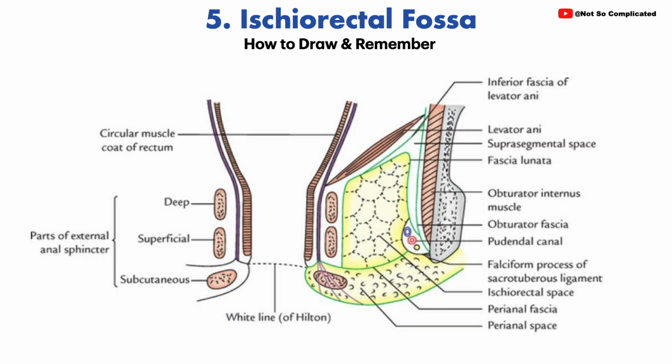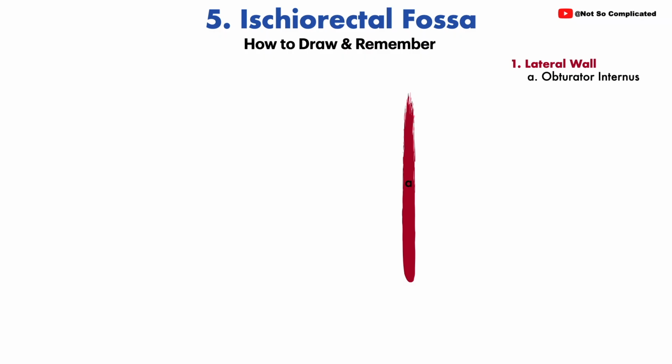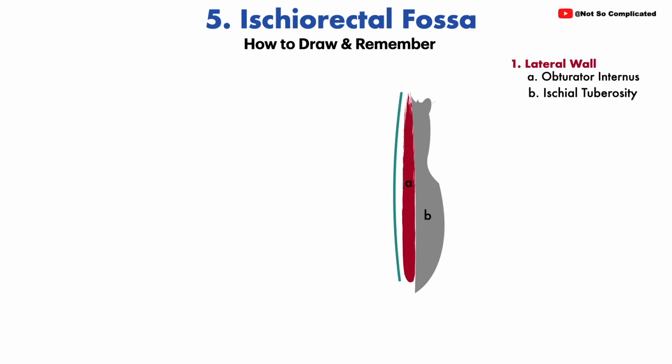All right, so let's begin drawing. Grab another piece of white paper and let's begin. First of all, we will be making the lateral wall. So this right here is the lateral wall, and this is the obturator internus muscle. There will be the ischial tuberosity working on it as the lateral wall also. So this is the ischial tuberosity, and the fascia covering this obturator internus muscle will be the obturator fascia, obviously. That is how we complete our lateral wall.